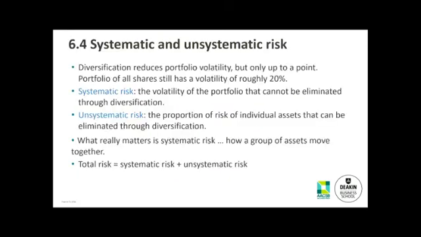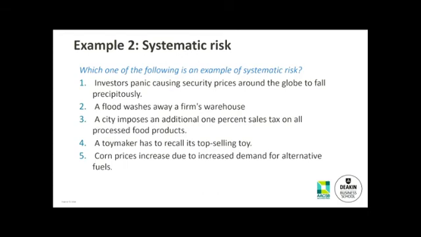Basically, as previously discussed, so far we talked about systematic risk and unsystematic risk, and what really matters is the systematic risk: how a group of assets move together. Total risk is equal to systematic risk plus unsystematic risk, and it is the systematic risk component that helps us. Which one of the following is an example of systematic risk?